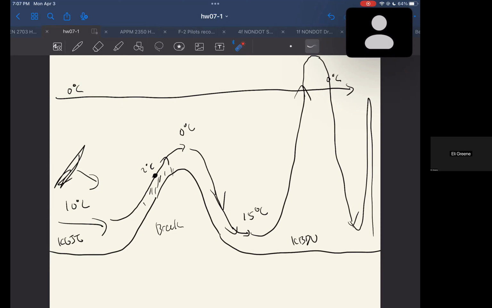But if it's warmer, then why does it come back down and go back up?